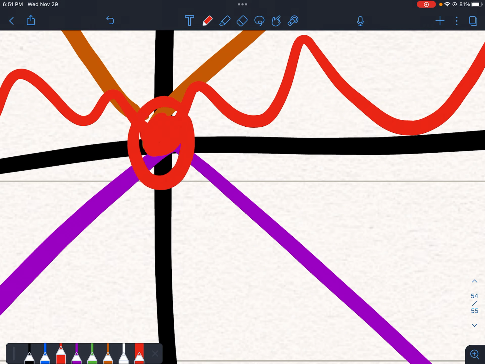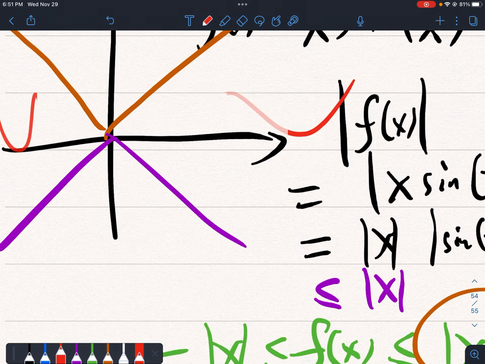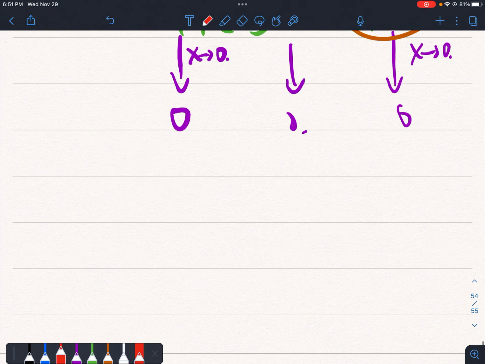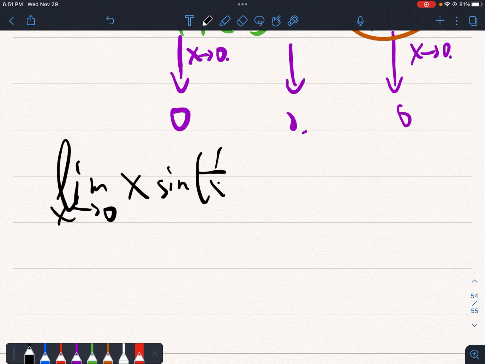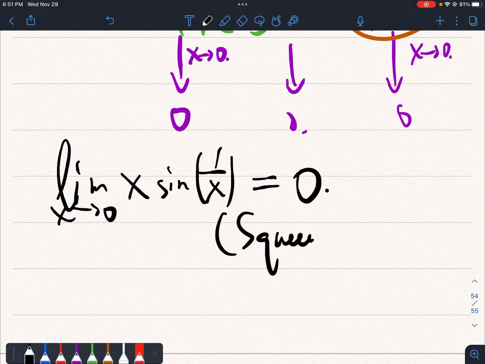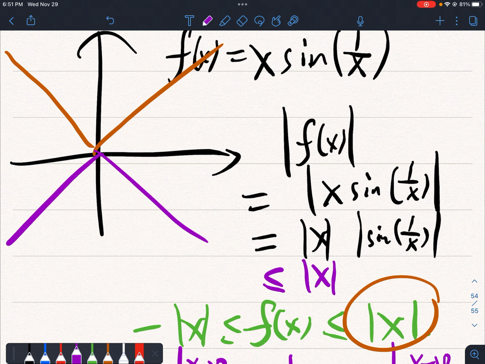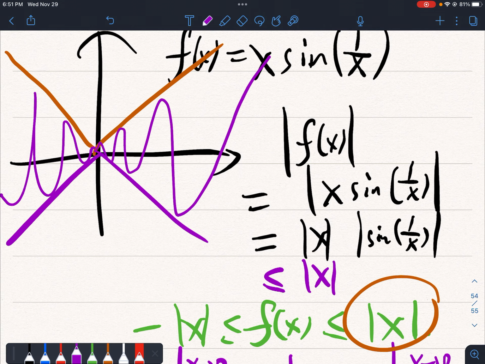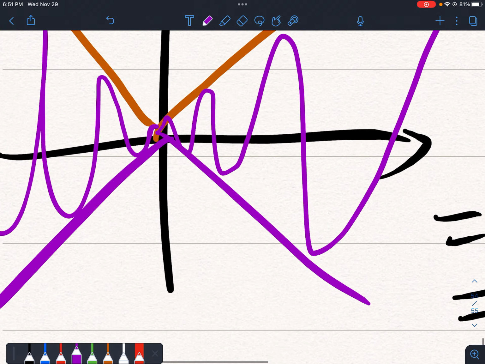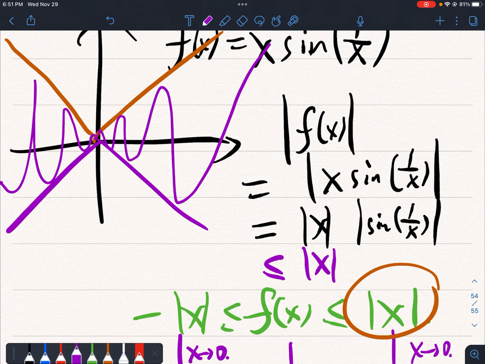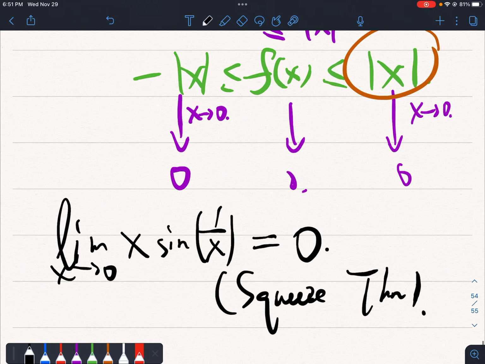And you can see whatever this graph is, locally near this point 0, it must approach 0, right? So this is why the limit as x approaches 0 of x times sine of 1 over x will be equal to 0. Okay, so this is done by the squeeze theorem. And by the way, you can actually sketch the graph, and I think it would be something like this. Okay, so you can see that it really approaches 0 when x approaches 0.